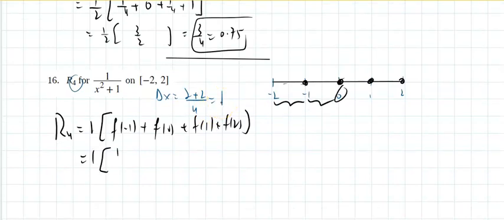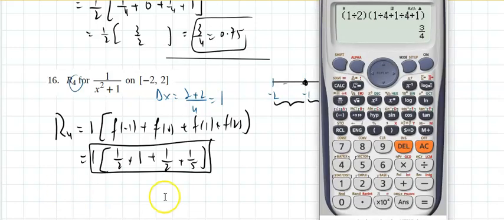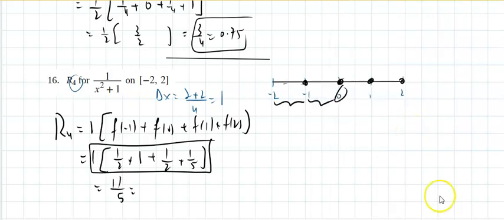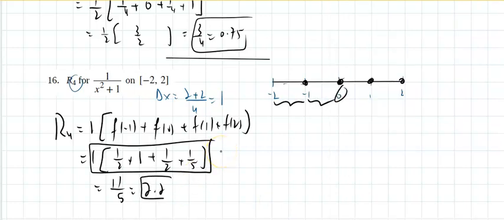So f of -1 is 1/2. F of 0 is 1. F of 1 is 1/2, and f of 2, 2 plus 1, that's 1/5. On a test, I have no problem you leaving the answer like that. For the homework, you're going to either plug it in a calculator, so take 1/2 plus 1 plus 1/2, or are you going to do it by hand? One of the two. Plus 1/5. And the answer, decimal or 11/5 is fine. Or you could simply say it is, what is that, 2.2? It doesn't really matter. And that's pretty much how this game is going to be played.